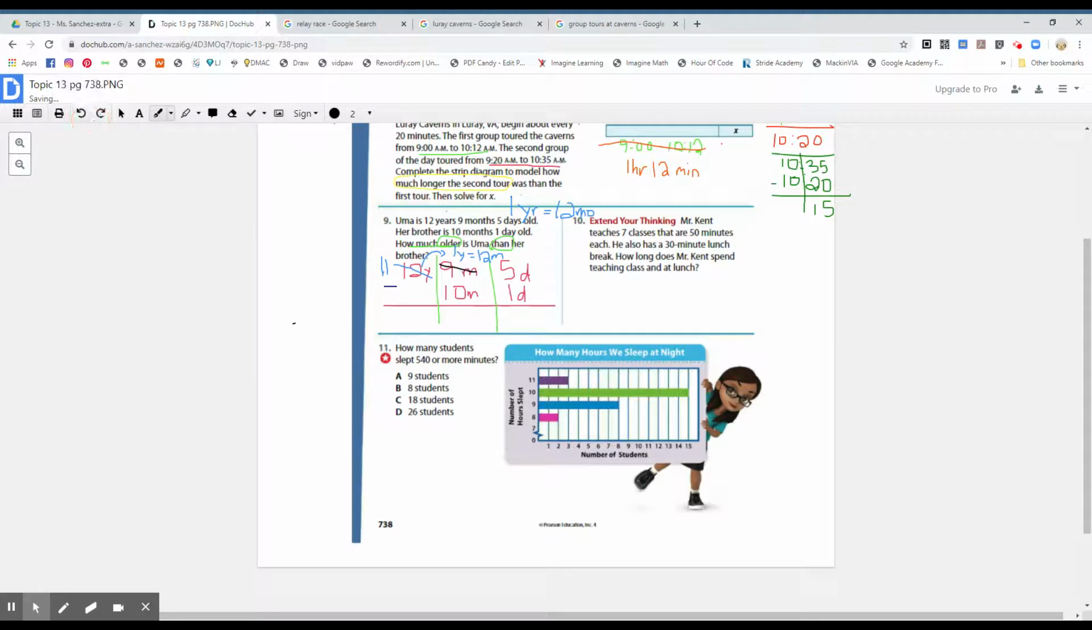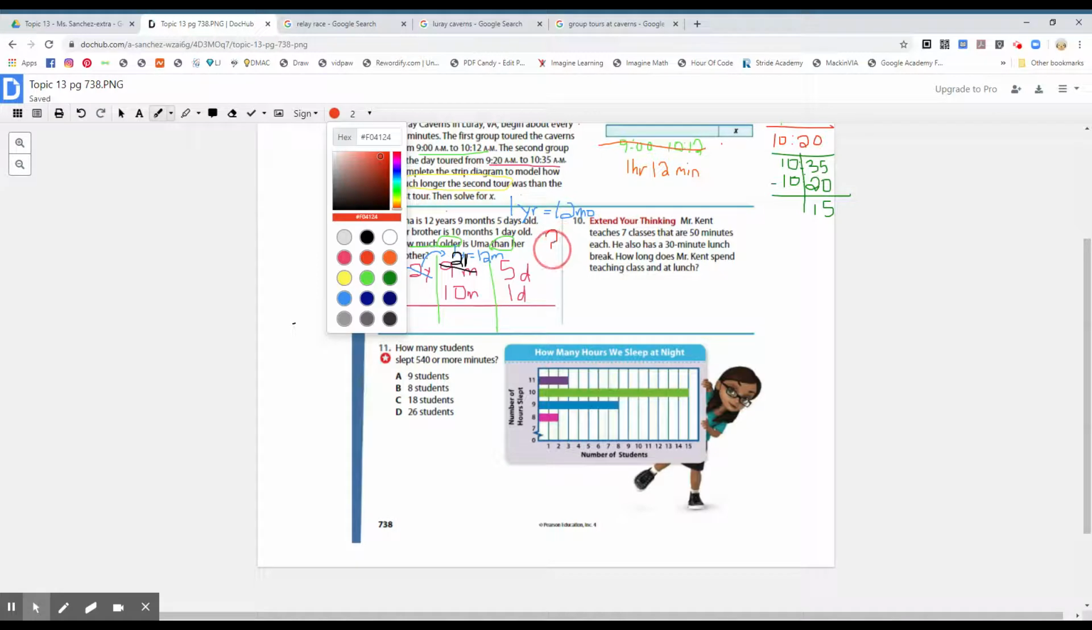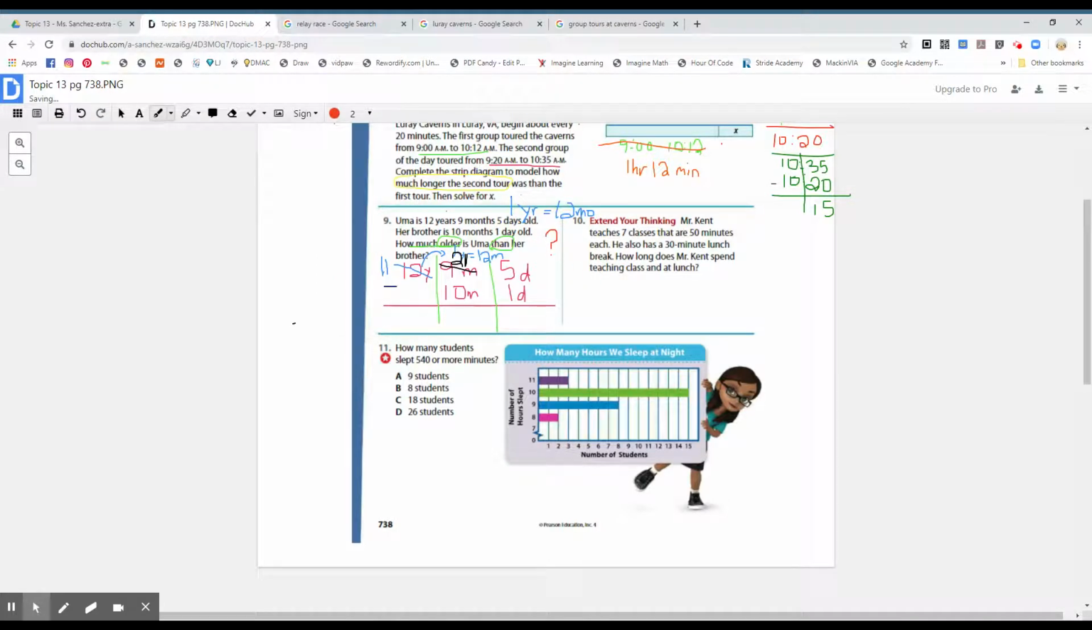Is that better? 21 months, boys and girls, okay? So now you're ready to subtract. 5 take away 1, that gives you the amount of days. 21 take away 10 months, that'll give you your months and your 11 years. So please complete number 9. I put a question mark there. That means that you still need to answer it. Thank you, boys and girls.